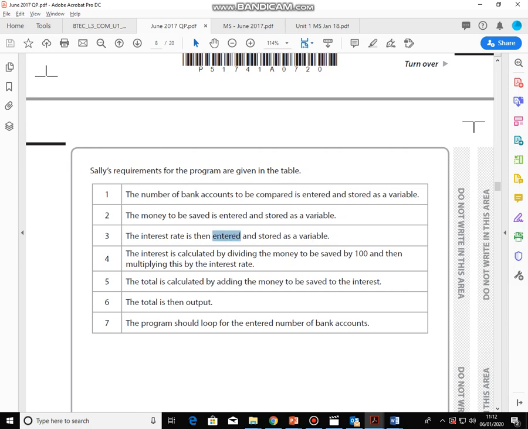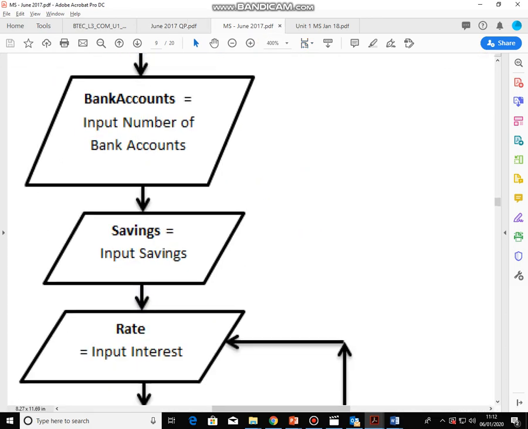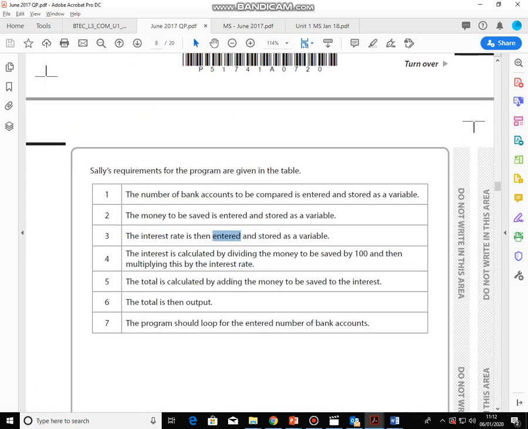Then the next thing says the interest rate is entered and stored in a variable. So entered again, what shape is that going to be? A parallelogram, which is the input shape. So let's see if that's true. Again, rate. You will get the mark for drawing this shape, and then writing a variable and inputting what they've said for you to input. Hopefully you're following me so far.